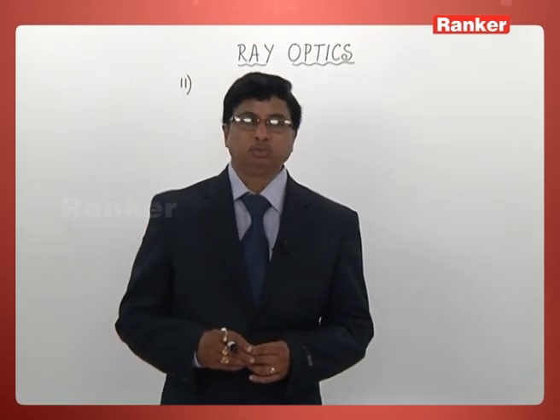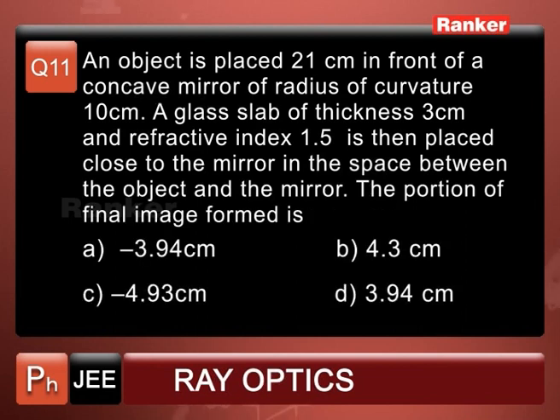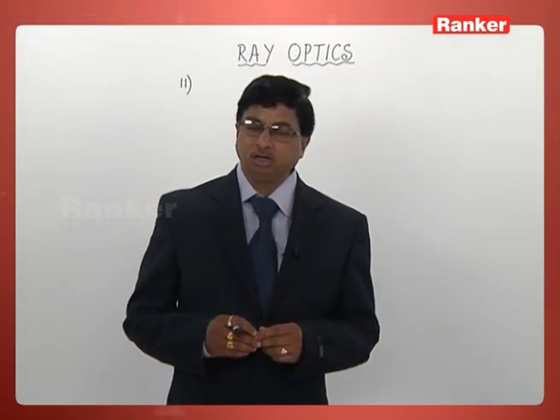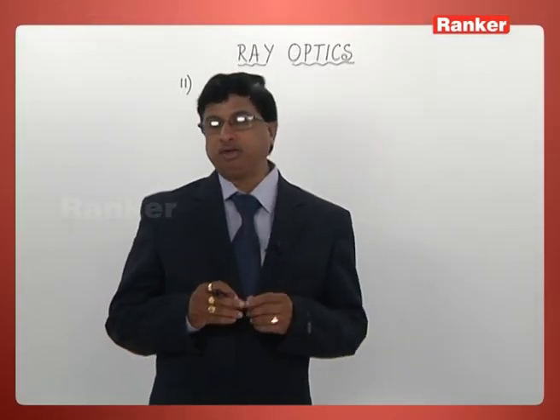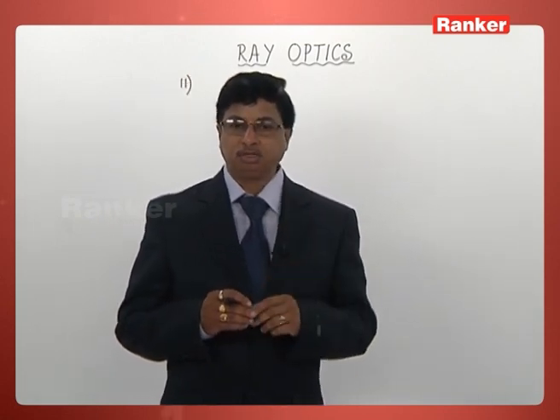Let us switch over to problem number 11. Let me read it out first. An object is placed 21 centimeter in front of a concave mirror of radius of curvature 10 centimeter. It's a concave mirror he is giving. Radius of curvature 10 centimeter, that means focal length is going to be 5 centimeter.